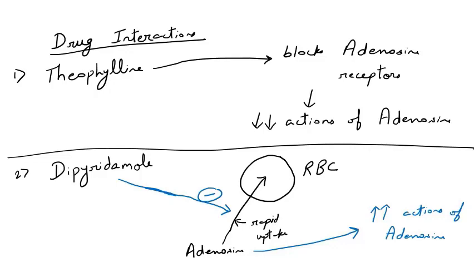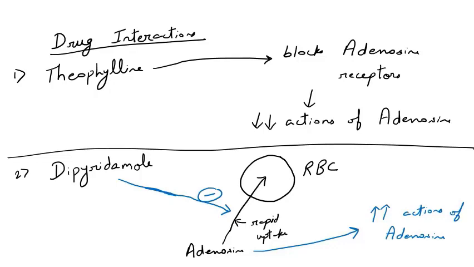Now we will study about drug interactions of adenosine. Theophylline, which is a bronchodilator used in bronchial asthma, blocks adenosine receptor, so it decreases the action of adenosine.